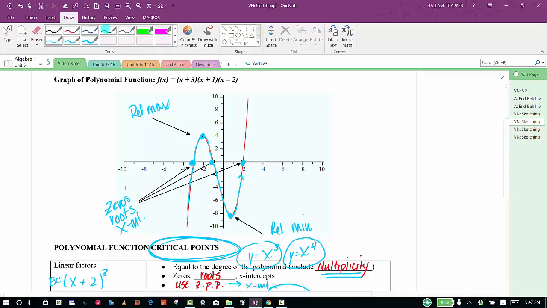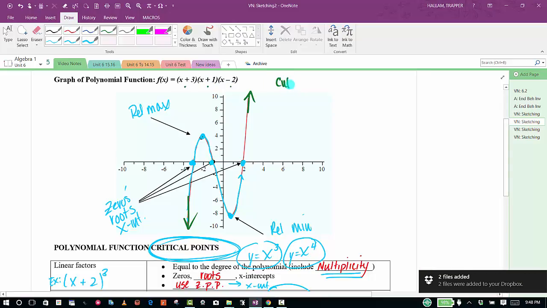Now, what's the other piece that we haven't talked about yet? Well, let's change to a color that isn't the same, and that would be end behavior, and that's what happens on either end. So for this function, look at the linear factors. 1, 2, 3 linear factors, which means that it's a cubic. If it's cubic, we know it's going to have a wiggle in the shape, but more importantly, how do you get the leading coefficient and degree from this? How did you know that that was a cubic?